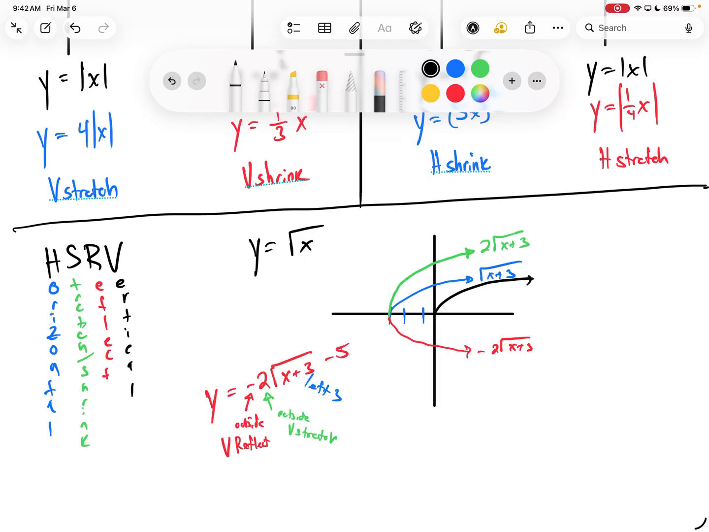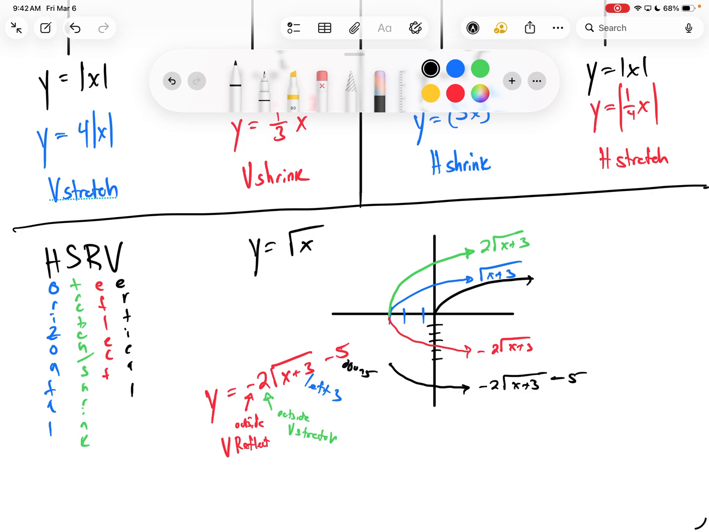So then the last thing I have to do is the plus 5. That is going to shift it down 5. So 1, 2, 3, 4, 5. I just take this red one now, and that's going to be my answer. Negative 2, x plus 3, minus 5.